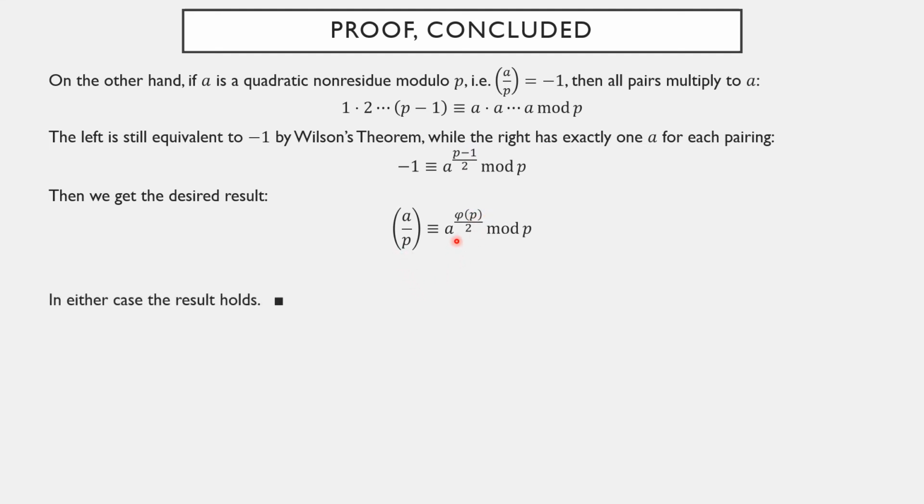So in either case, we got this result. Either this is 1 and this is equivalent to 1 mod p, or this is minus 1 and this is equivalent to minus 1 mod p.